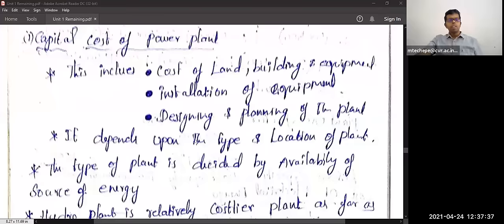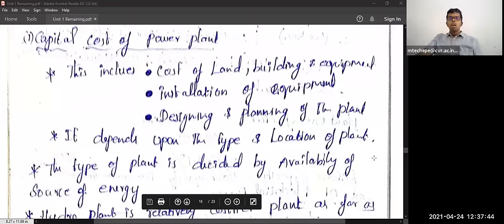And it depends upon the type and location of the plant. So type and location of the plant you should choose. So thermal power plant, if you are choosing near to the shipyards, near to the railway station, then the railway, anyhow it will be coming. But if it is situated near to the shipyards and near to the availability of the water, then it is very easy. Why?